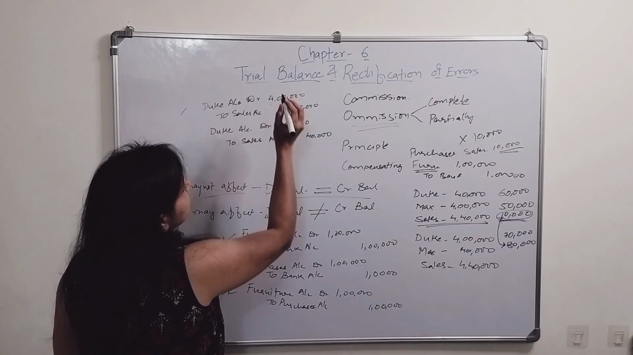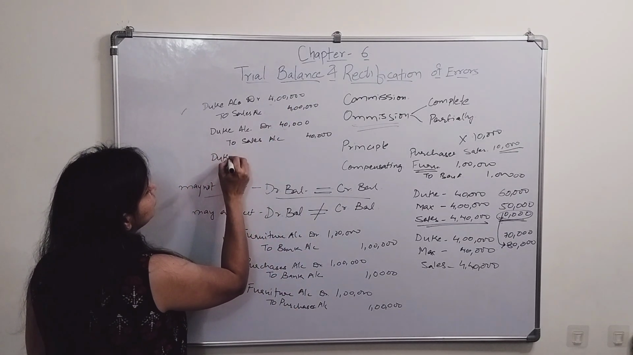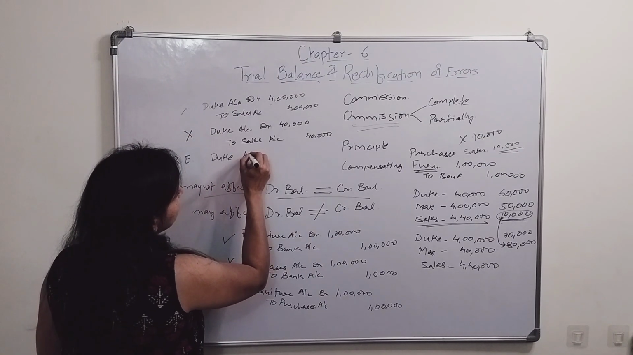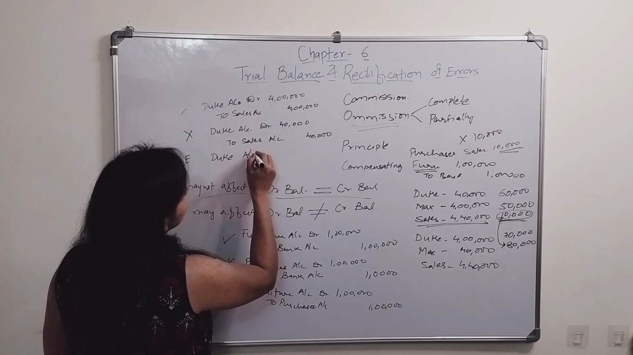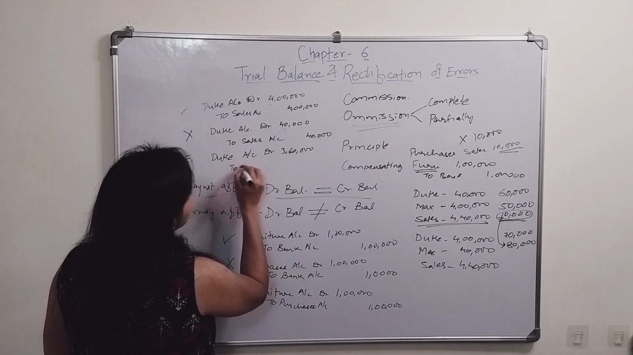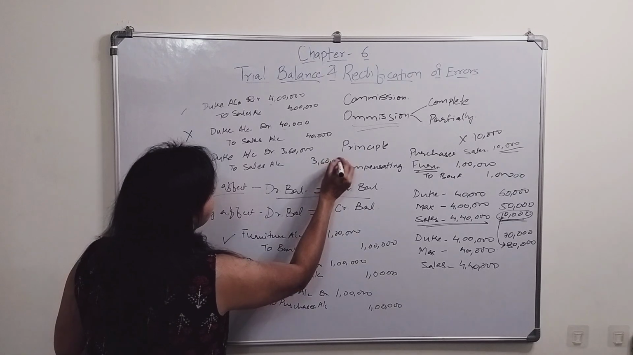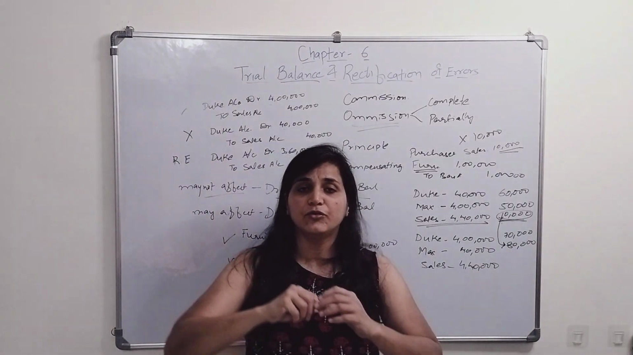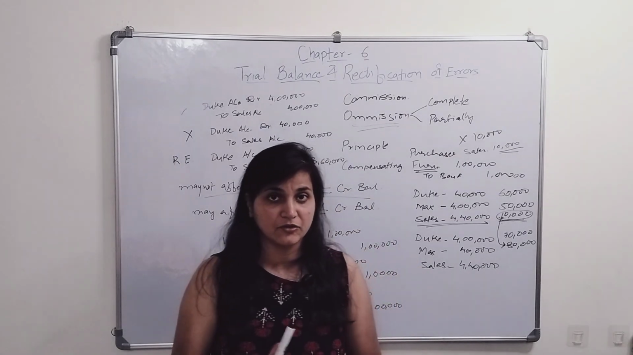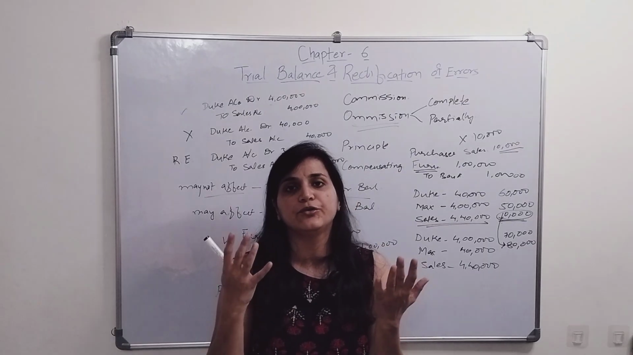4 lakh I was supposed to debit, I debited 40,000, so 3,60,000 more I need to debit. This is the incorrect entry, so I need to rectify it by passing this rectification entry: Duke's account debit 3,60,000 to sales account 3,60,000. So this is how we are going to rectify the errors if it is not affecting the trial balance. Not affecting the trial balance means debit balance is equal to credit balance.